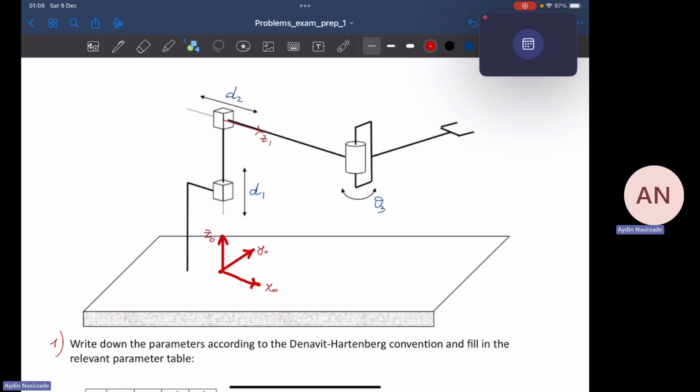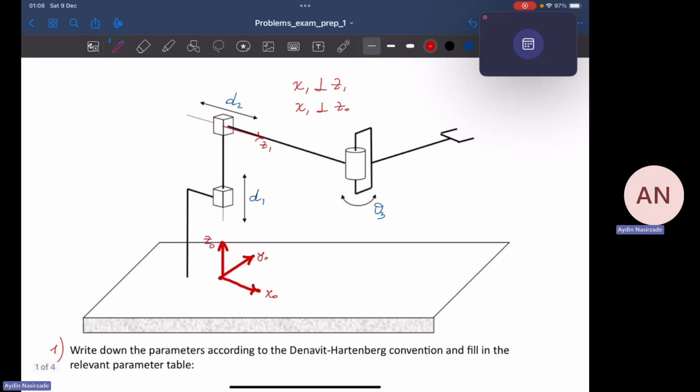What about X1? X1 should be perpendicular to both Z1, let me write it down right here, it should be perpendicular to Z1, it should be perpendicular to Z0, and it should intersect the previous Z-axis, which is Z0. X1 should intersect the Z0 axis, right? So this is the reason why X1 will be something like that, parallel to Y0. So it's going to be X1. I have Z1, I have X1, and I don't really need to show the Y1 axis because it's too much information in our case, so we don't really need it.